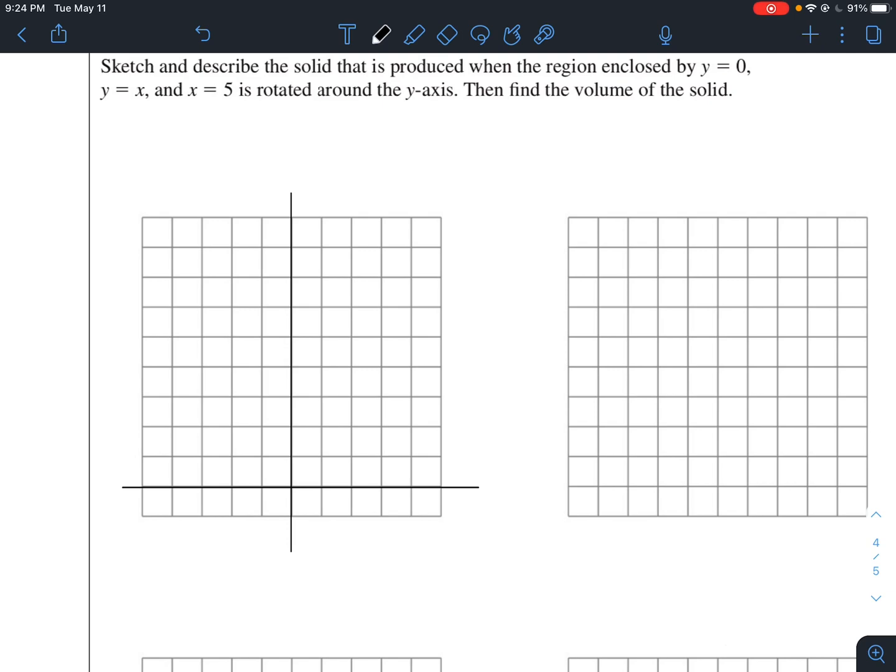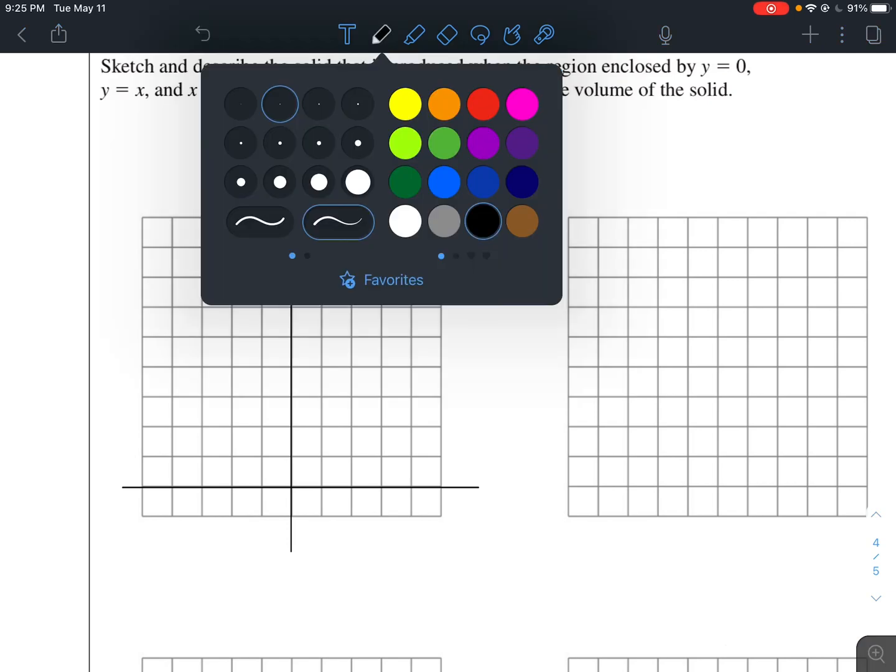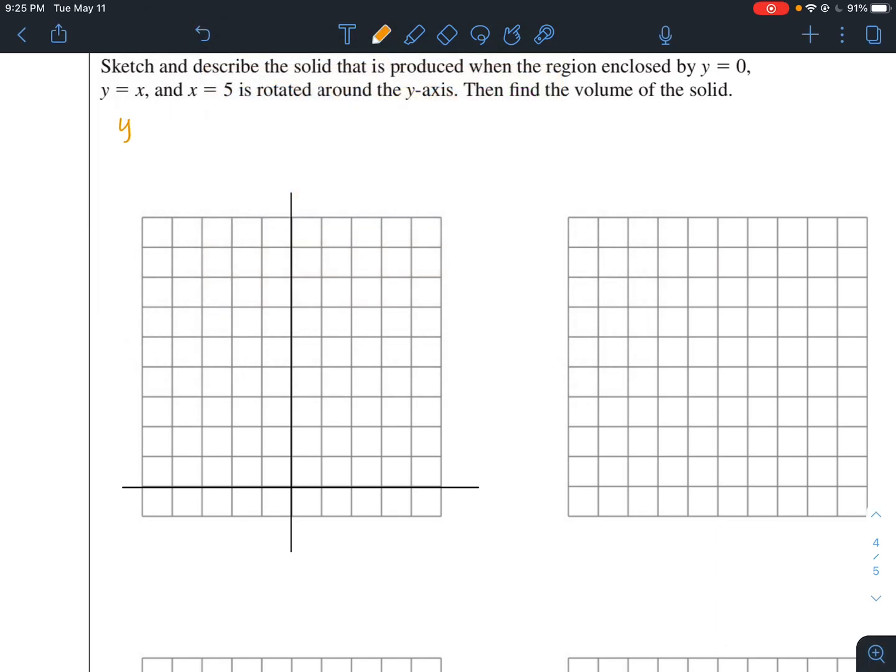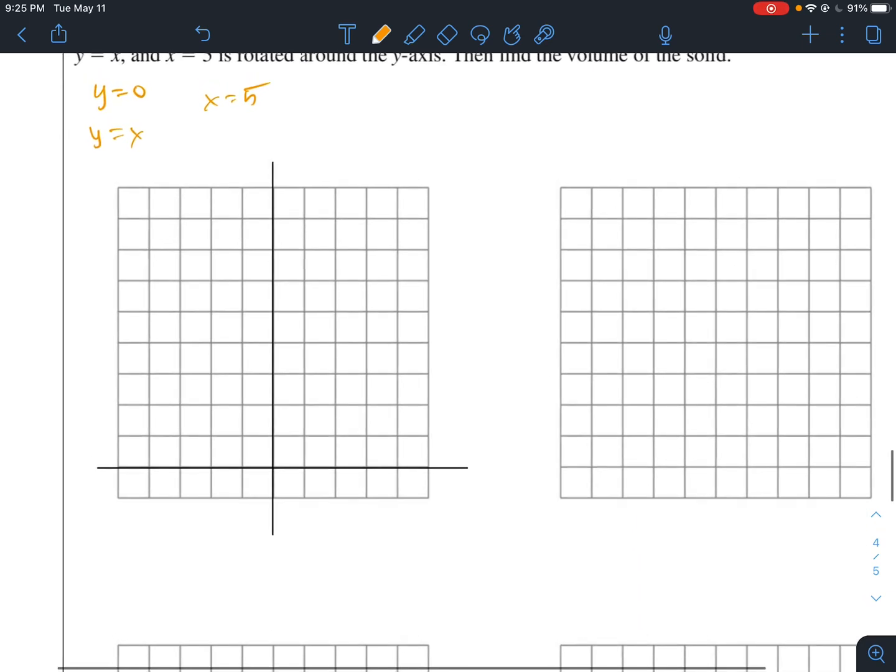Okay, like that. And I'm going to produce these lines right here. So I'm going to produce the lines on the graph: y equals 0, y equals x, and x equals 5. So y equals 0, that's going to be right here. So that's where this will be. That's the line y equals 0.